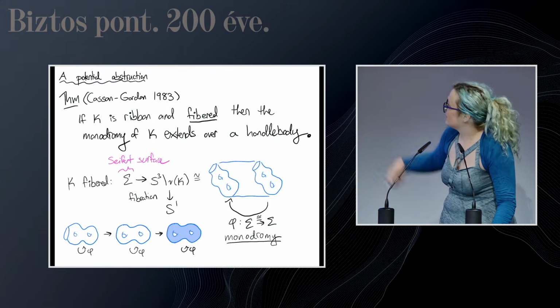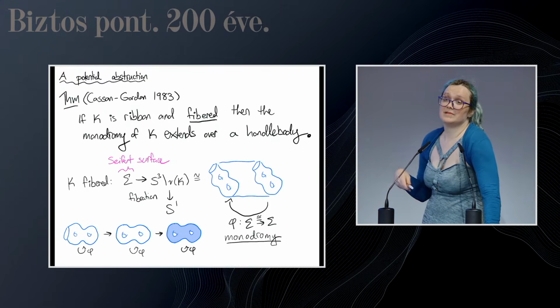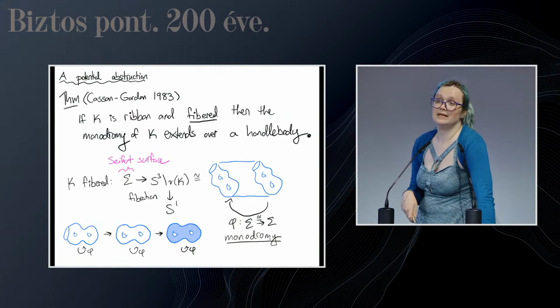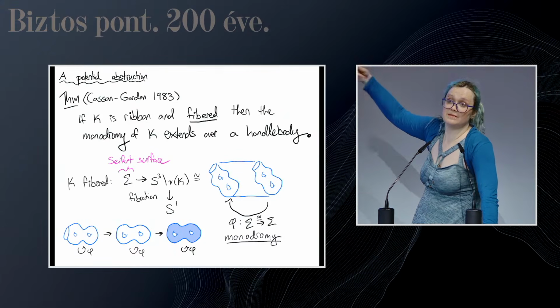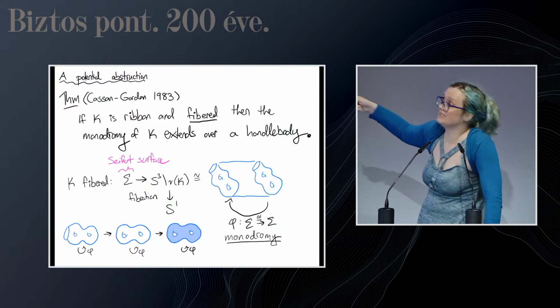So here's the picture. A fibered knot means that its complement fibers over the circle, in which case the fibers are then surfaces bounded by the knot, Seifert surfaces.